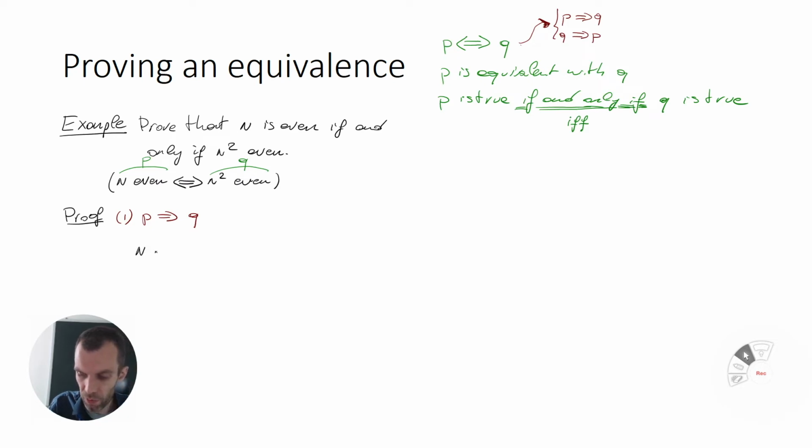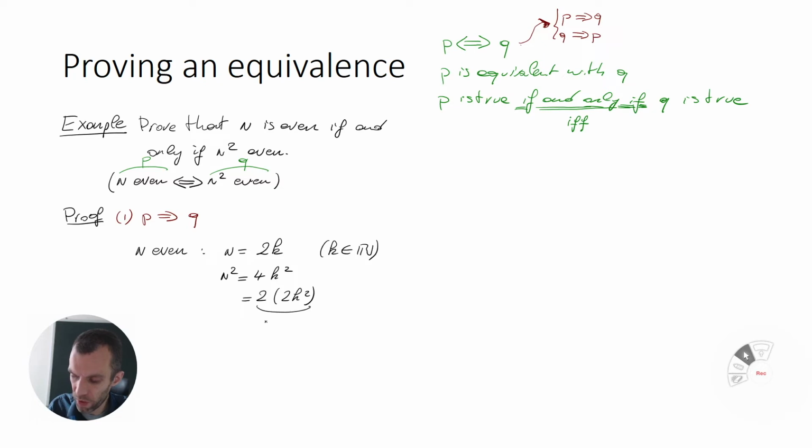So let's start with n being even. That means that we can write n as 2 times k for some k, a natural number. And then n squared is 4 times k squared. And in particular, that's 2 times 2k squared. So you see that this is, again, an even number. So 2 times anything always gives you an even number, remember. So here we conclude that n squared is also even.